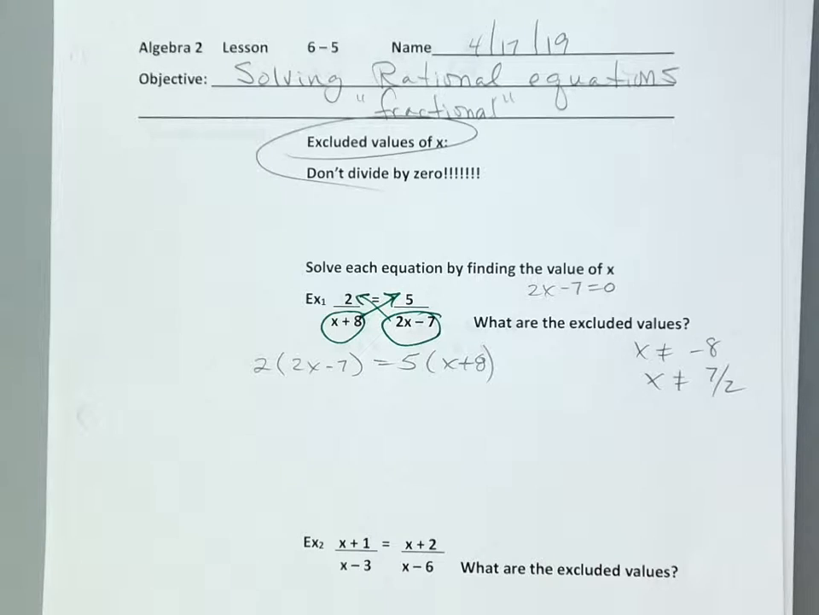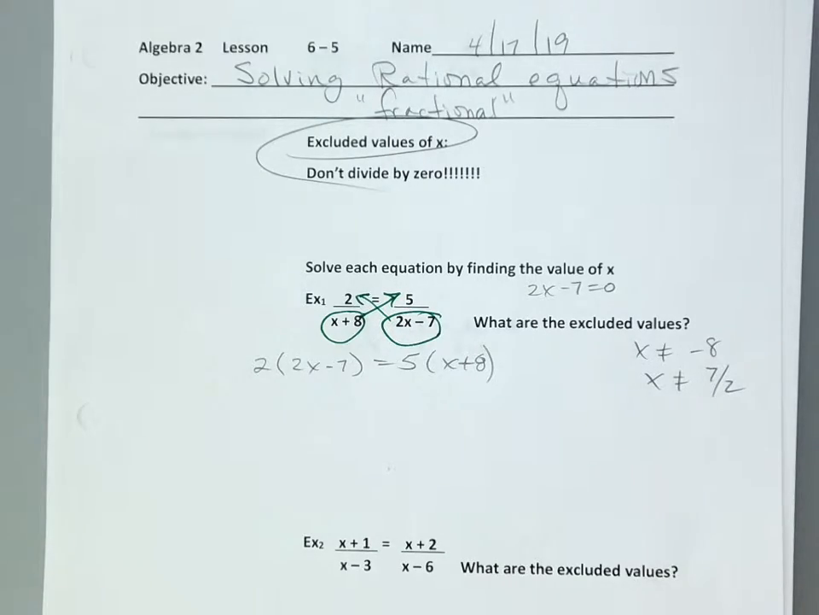Does that make sense? You need to know why it works: I could multiply both sides by x plus 8 over x plus 8, and then the x plus 8 cancels, so you may as well just multiply it up. Cross multiplying is the way to go. So now let's finish it up and solve.